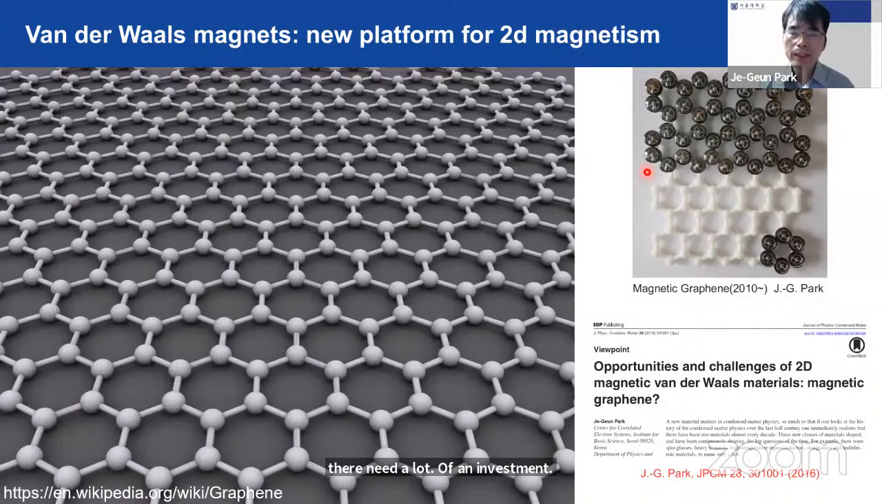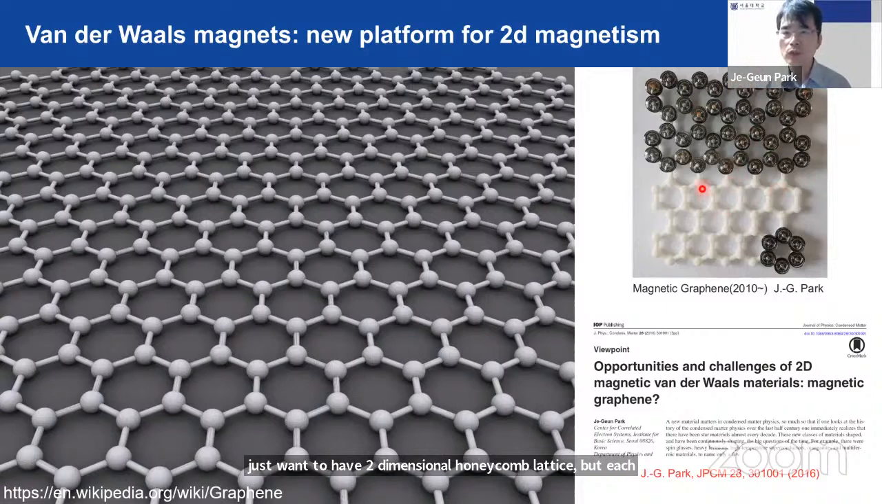But my journey in this field changed when I came across graphene. Actually, graphene started as my question. As you know, graphene is basically a two-dimensional honeycomb lattice monolayer. If I just paint my idea using graphene, I want a two-dimensional honeycomb lattice, but each lattice site is occupied by a tiny magnetic atom. So this is the real model I made using a 3D printer.